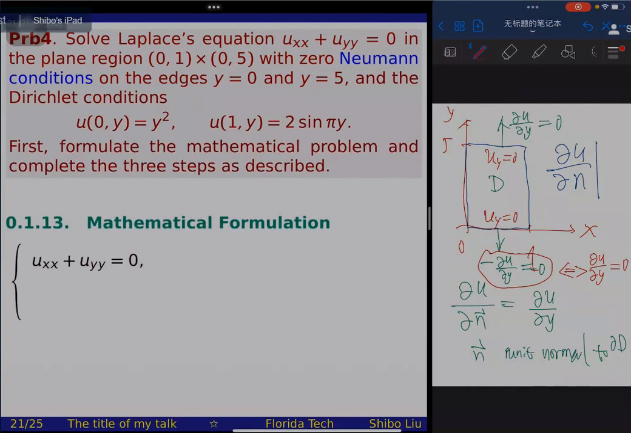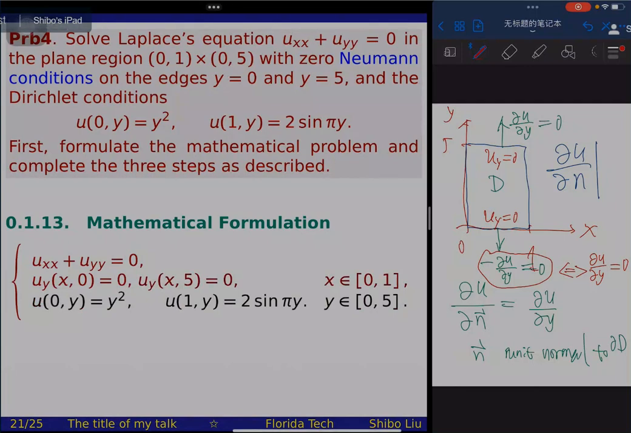So, with this remark, the mathematical formulation for this problem first gives the equation as before. Then this is the Neumann condition at the bottom boundary. I just explained the directional derivative: the normal derivative is just the derivative with respect to y. Similarly, at the top, that is when y equal to 5, these two are all 0. Then the boundary conditions when x equal to 0 and x equal to 1 are the same as before. So this is the mathematical formulation for this problem.